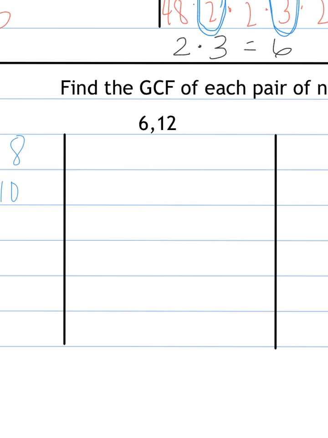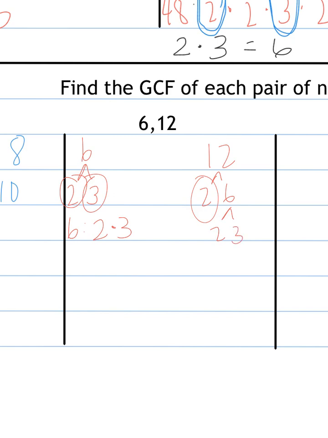Next one here, 6 and 12. For this one, I'll do a factor tree. 6 can be broken up into 2 and 3, and those are both prime. So for 6, we have 2 times 3. Now for 12, I can split it up into 2 and 6, and then 2 and 3. Okay. Both of those are prime. So now for 12, our prime factorization would be 2 times 2 times 3.